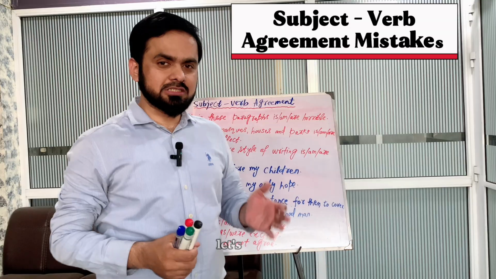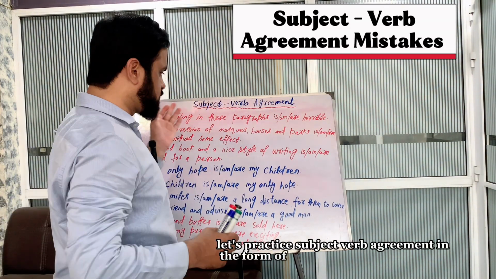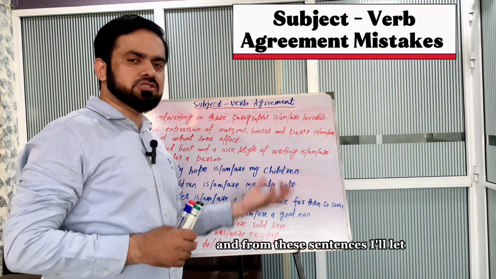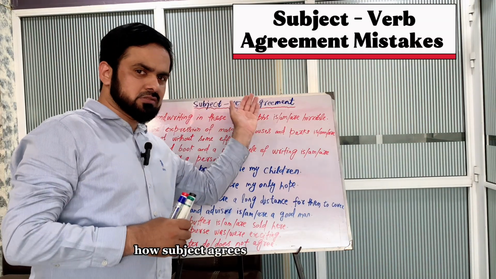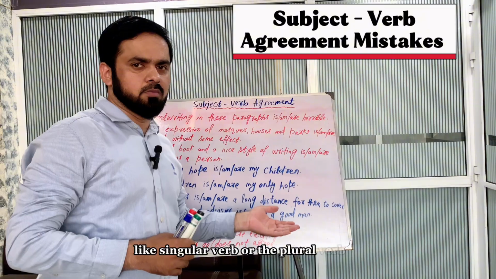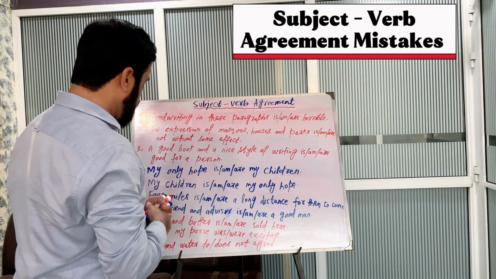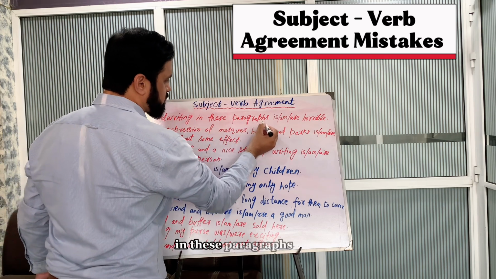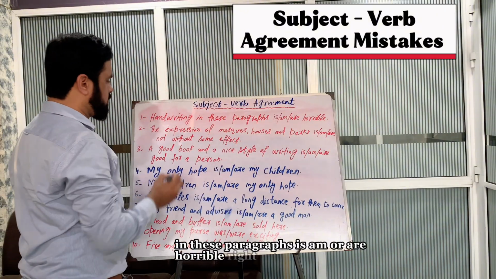And now let's practice subject verb agreement in the form of some sentences, and from these sentences I'll let you know some of the rules that how subject agrees to the verb, like singular verb or the plural verb. So let's have a look at some of the sentences that I wrote for you. The very first one is: handwriting in these paragraphs is, am or are horrible, right?